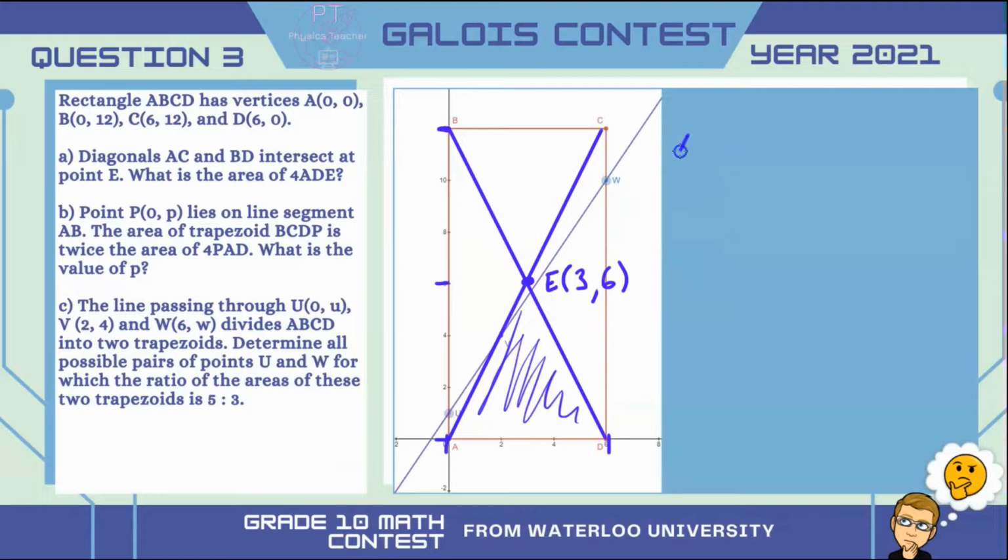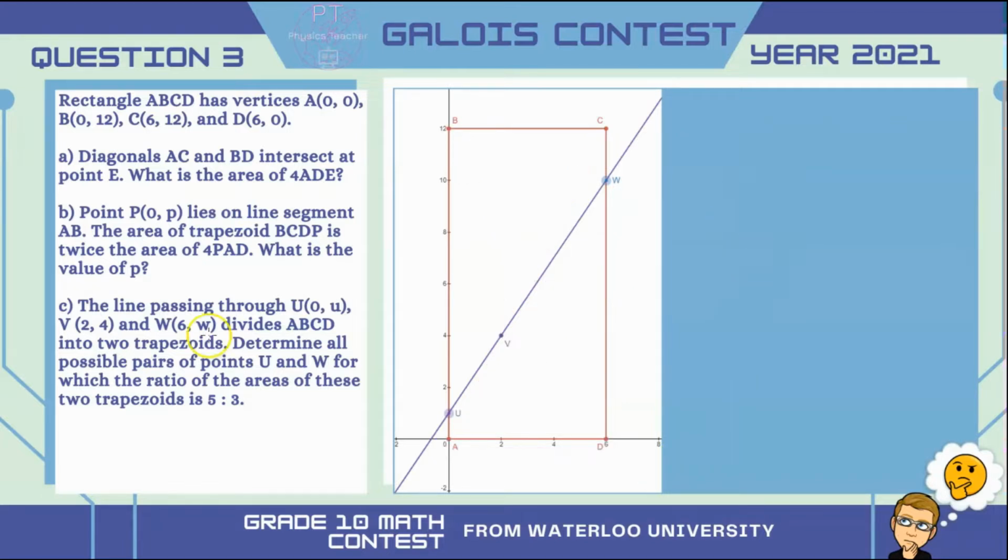And so now we can find the area of the triangle ADE, which for a triangle is just 1/2 times the base, which is 6, times the height, which is also 6. So 6 times 6 is 36, multiplied by 1/2 gives us an area of 18. Alright, let's move on to part B.